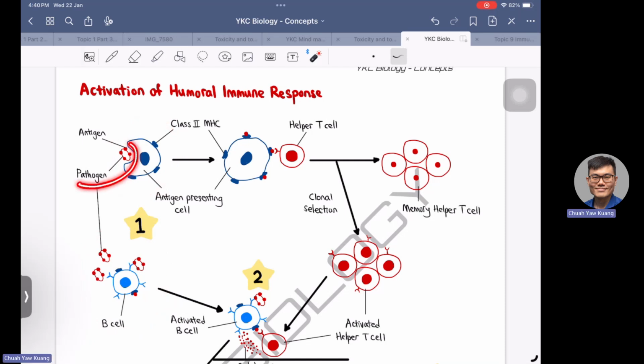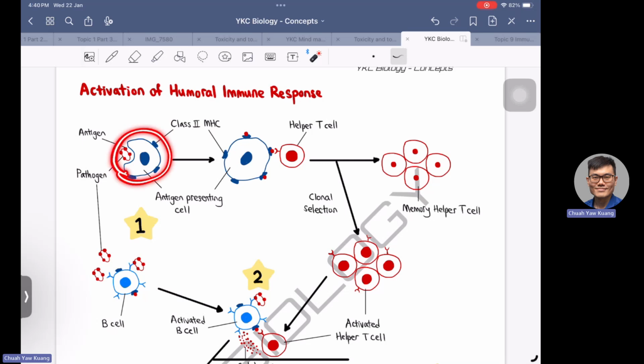When there's a pathogen carrying the antigen, the phagocyte, for example, the dendritic cell and also the macrophage, will go and engulf this pathogen. After they engulf the pathogen, they will digest it and extract the antigen. Later on, these phagocytes will present the antigen on the surface through the class 2 MHC molecule.